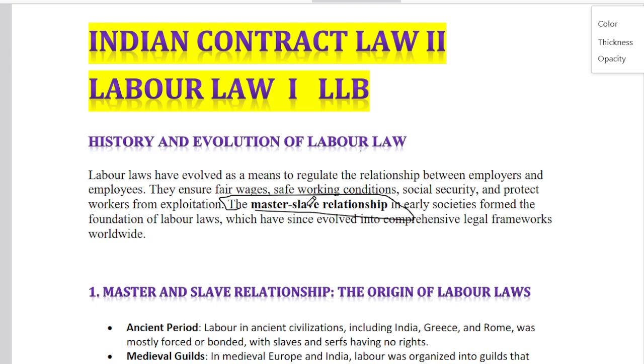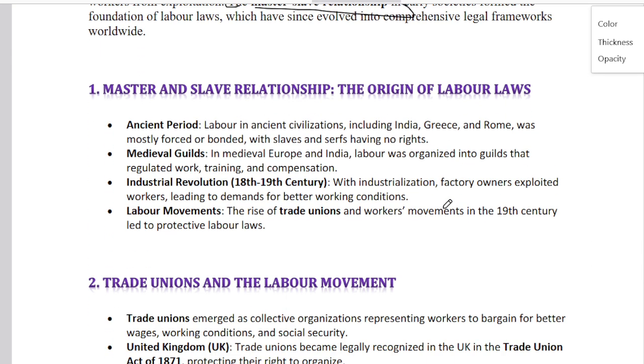So labor law has always evolved as a means to regulate the relationship between employees and employers, and to ensure fair wages, safe working conditions and social security, and protect workers from exploitation. The master-slave relationship is the early societal form, the foundation of labor law, which has since evolved into a comprehensive legal framework worldwide.